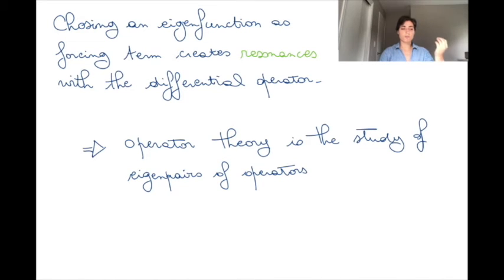So when we have a forcing term that is an eigenfunction of our differential operator, this creates resonances with the differential operator itself. That forcing term can either be amplified by the differential operator or decreased and tend to 0. So we can look at operator theory, which is the study of operators in general, and in the applied sense, the eigenpairs of these operators. It can tell us which forcing terms are going to be dampened away by the differential operator and which ones are going to be expanded.